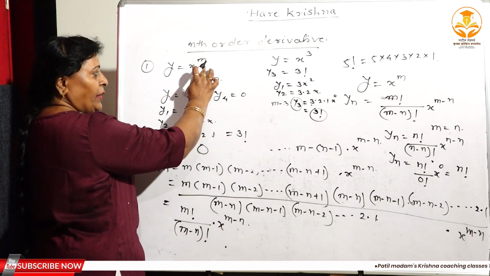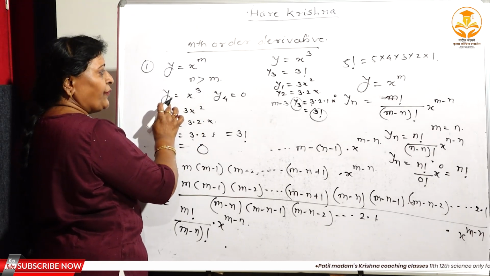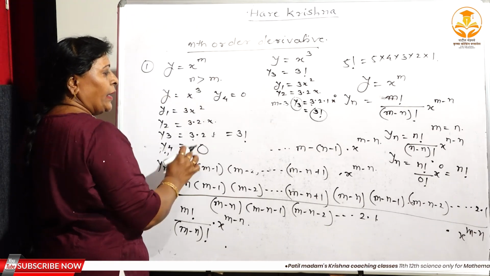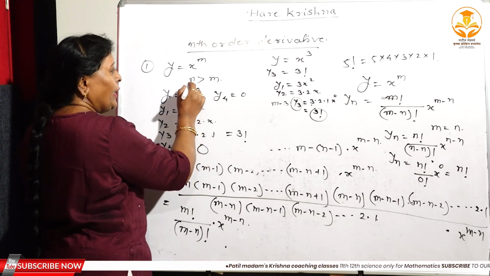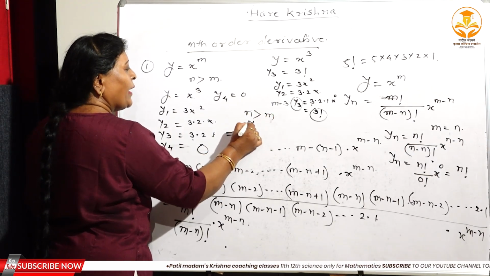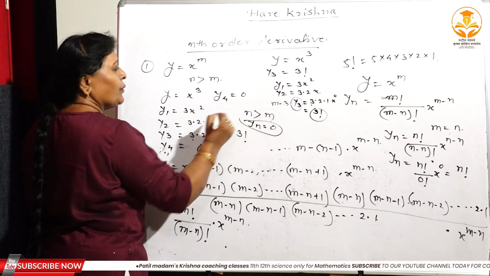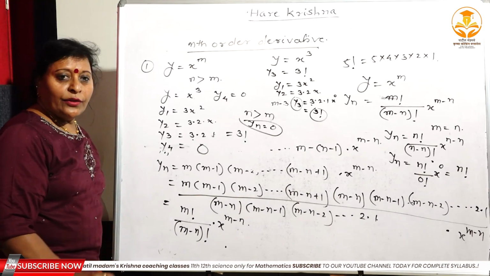Therefore, whatever the power, if this power is m and the order of the derivative you have to find is greater than m, then the result is 0. Therefore, in this case if n is greater than m, then yn is always equal to 0. Suppose these are the three cases about the nth order derivative.